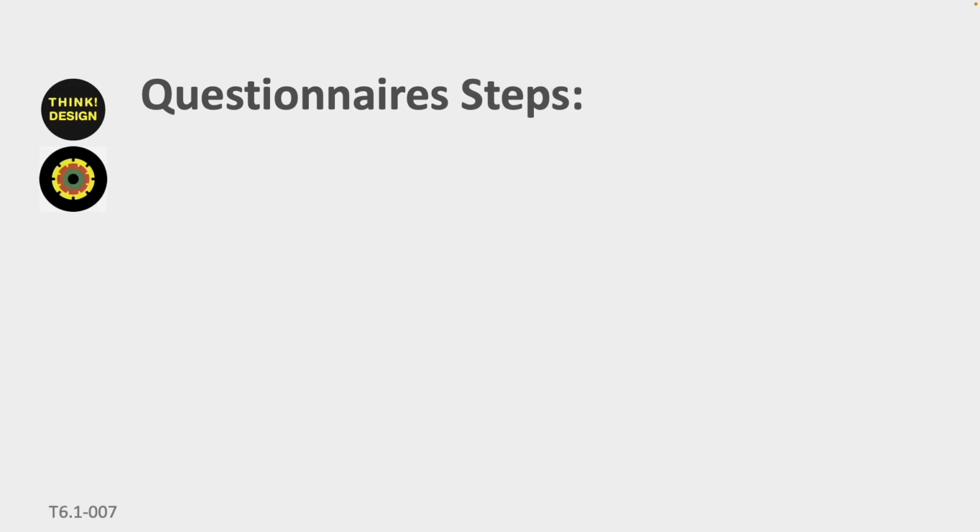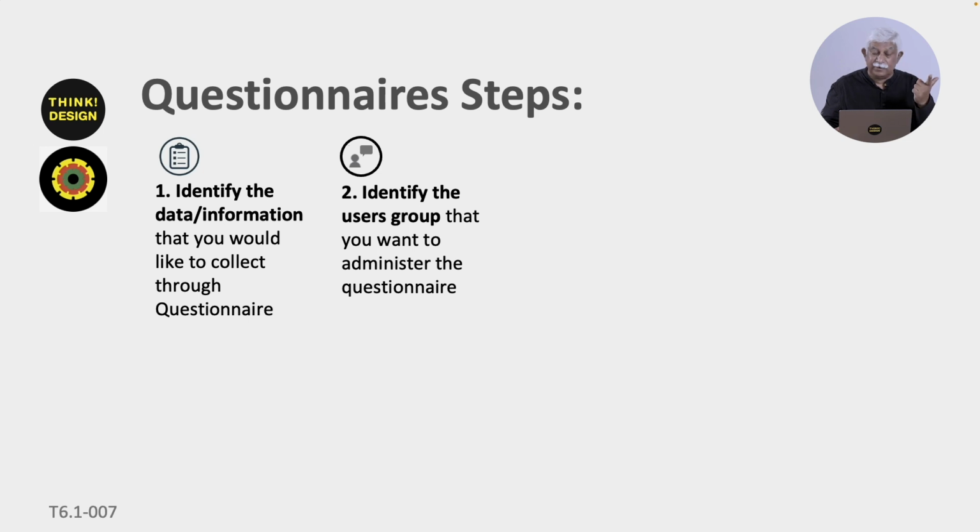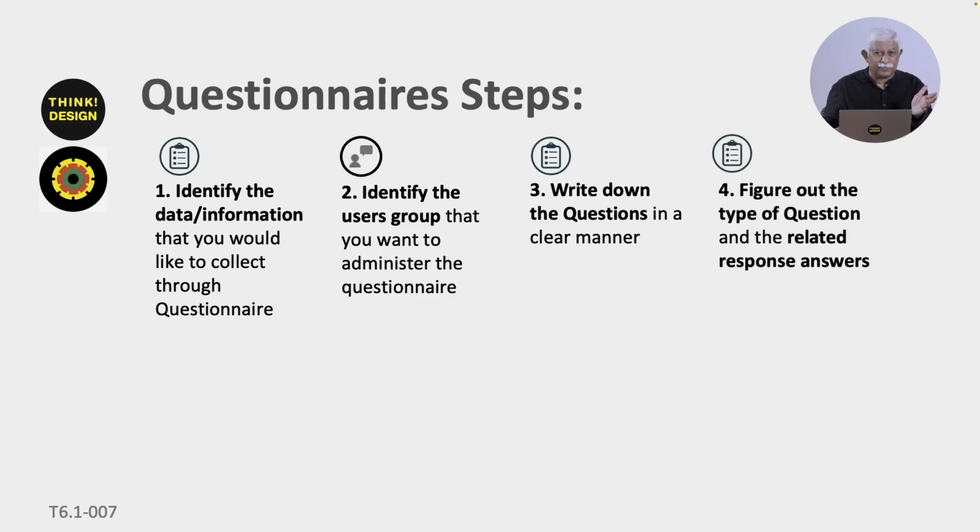Let's look at the questionnaire steps. First, you need to identify what information you need to collect through the questionnaire. You need to identify who you're going to get this information from, so you need to identify your user groups. And you need to write down these questions in a very clear manner so that it's not confusing to the user. You need to also figure out what type of questions. We just looked at 5 different types of questions, and also figure out the kind of responses the users would make.